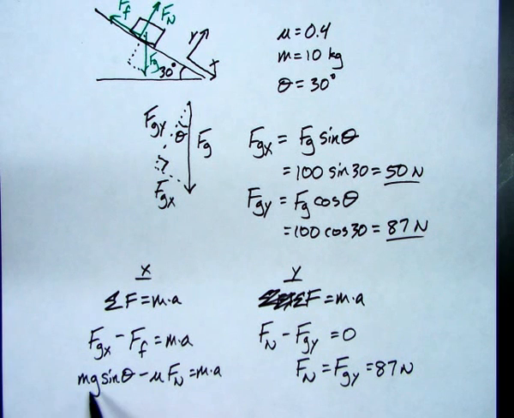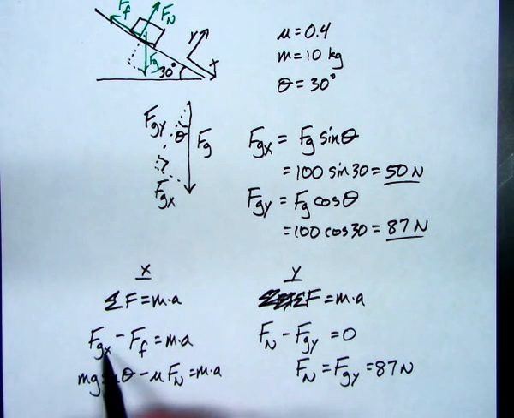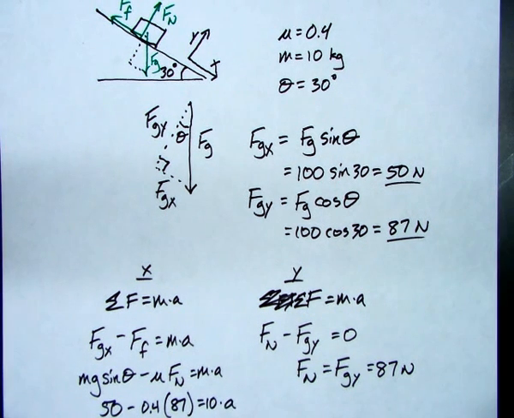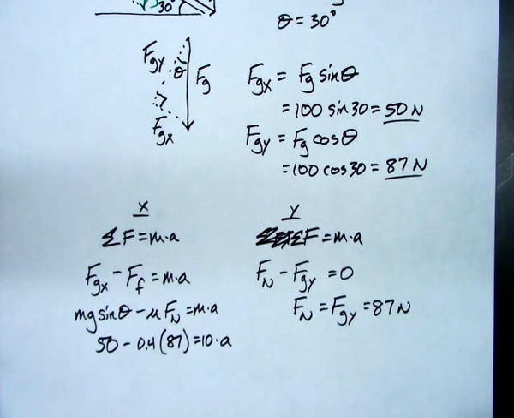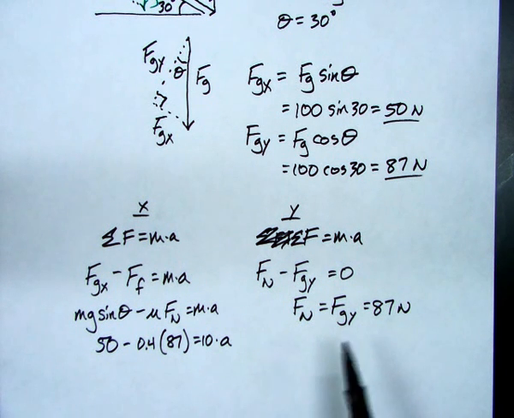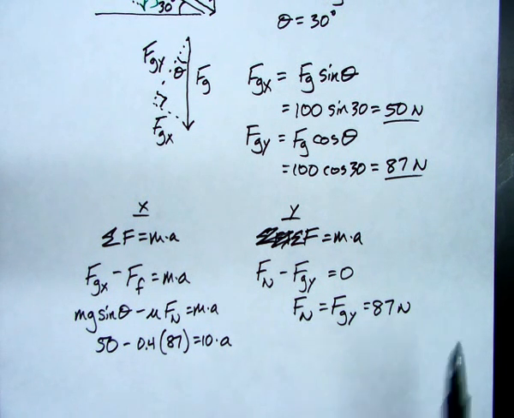I also know that m times g is 100 and the sine of that and so on. So Fgx is 50. So 50 minus 0.4 of 87 equals 10 times acceleration. Notice how I couldn't just solve this in the x direction. I needed the y to show me what my normal force was. The normal force in this case was not simply equal to gravity. It was equal to the y component of gravity.